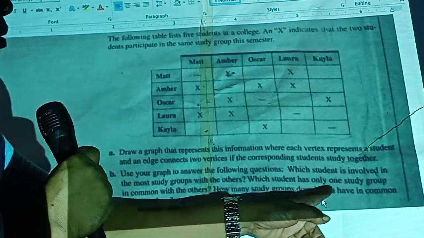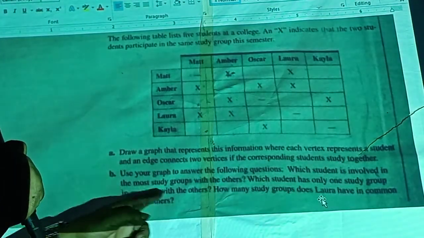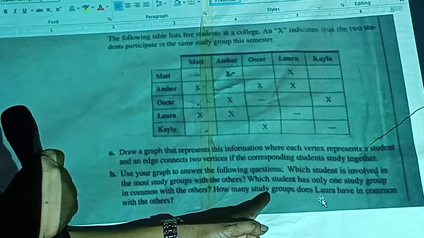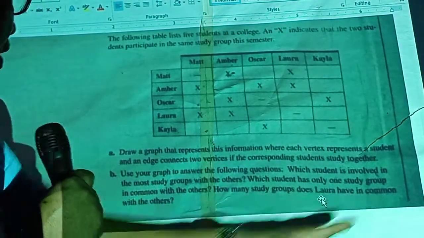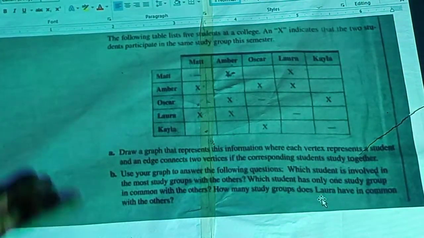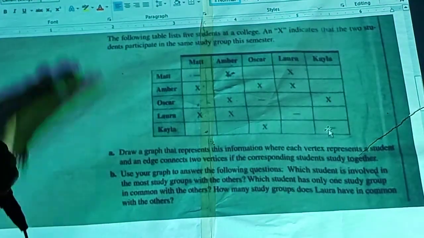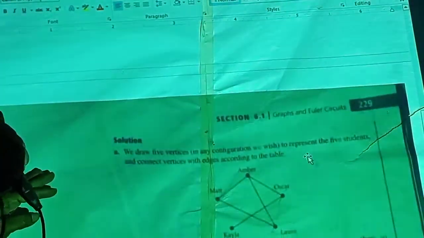Which student has only one study group in common with the others? How many study groups does Laura have in common with the others? So let's try to look at the solution. So this is now the solution class.